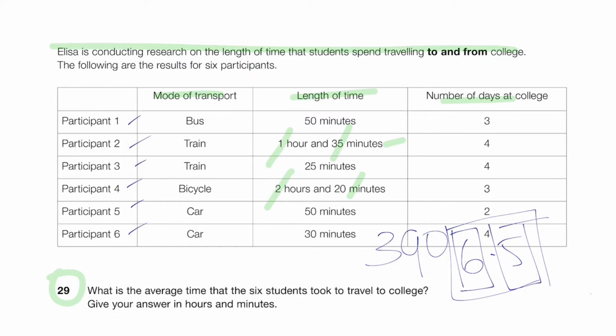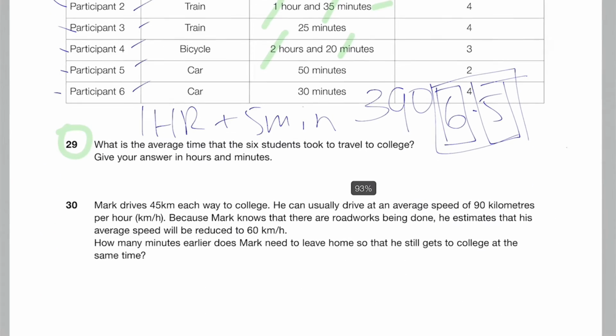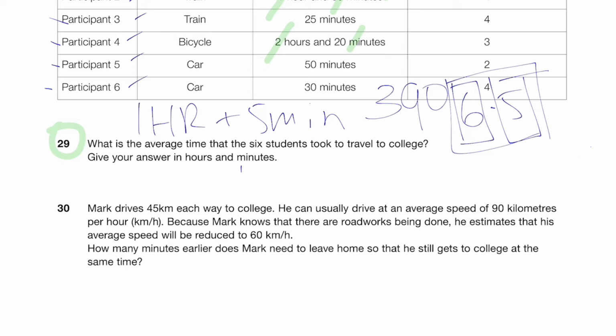In other words, 30 minutes left over. So we have to spread or share that 30 minutes amongst the 6 people. If we did that, it means they would get an extra 5 minutes each. 6 times 5 minutes is 30 minutes. So each person would have 1 hour and 5 minutes. That would be the average travel time. And that's our answer for number 9, 1 hour and 5 minutes.